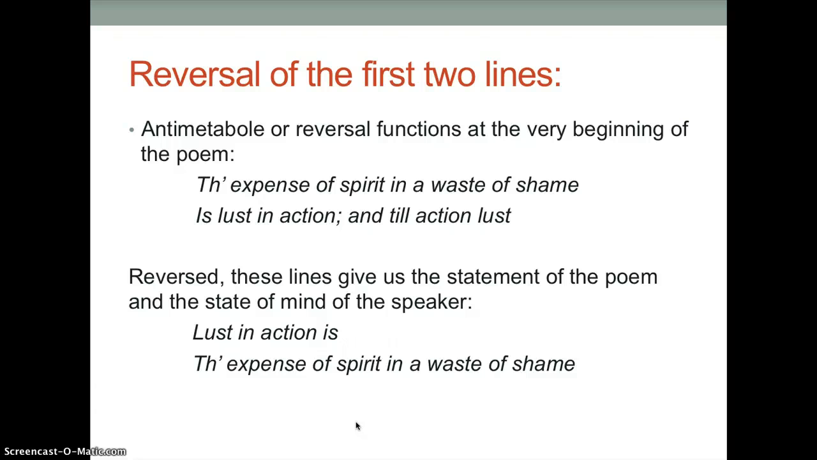Also, I just want to point out that in the very first line, we see antimetabole at work, because we need to reverse these two lines in a sense to understand the poem. The expense of spirit and a waste of shame is lust in action until action lust. But try reversing this. Take the line, lust in action is the expense of spirit and a waste of shame. And that reversal gives us the clue to the poem. So he sets it up even as a reversal, and he's using then antimetabole as the sort of primary function in the poem, or technique.